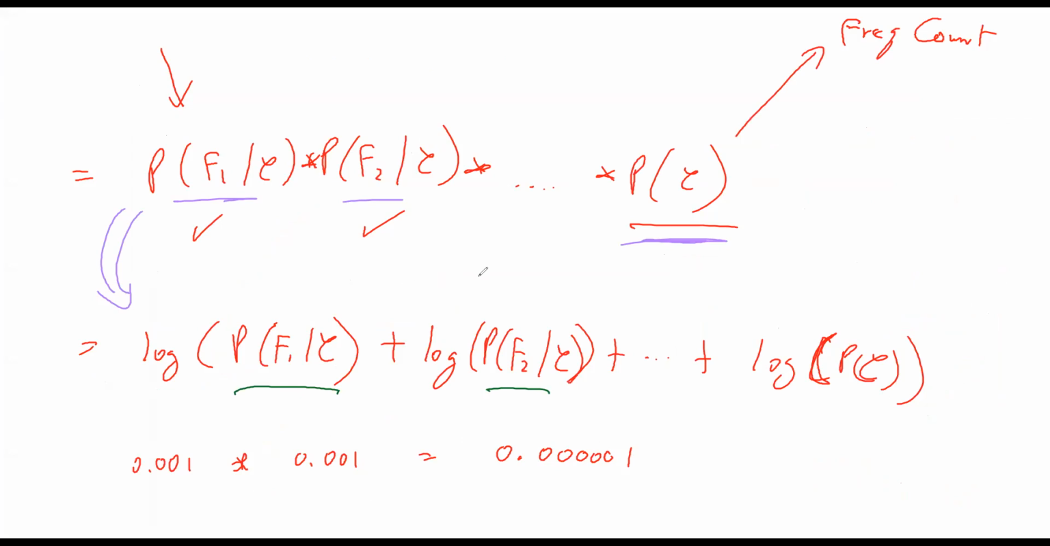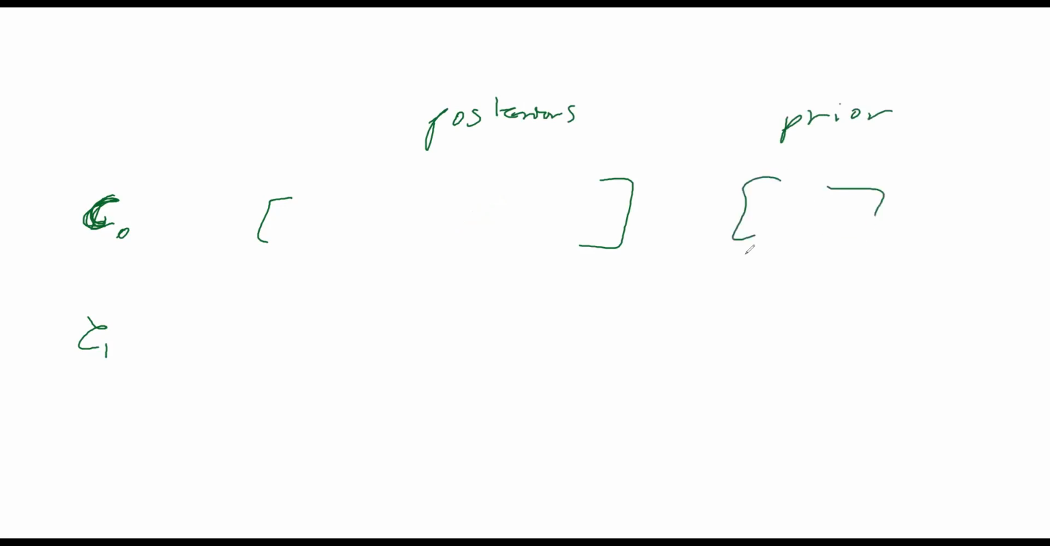So if we're thinking about this, for each class, what is this thing doing? Class 0 and class 1. We've got the posteriors and the prior. Okay, and we've got them like this. There's 1, 2, 3, 4, and then there's 1, and then there's 1, 2, 3, 4, and we already got the probabilities in there.